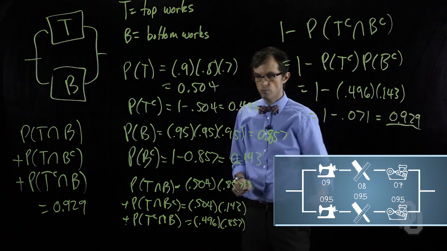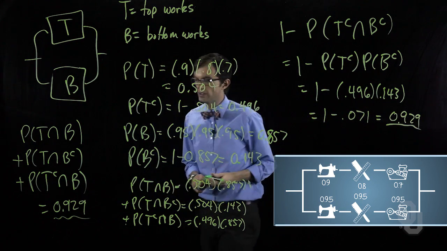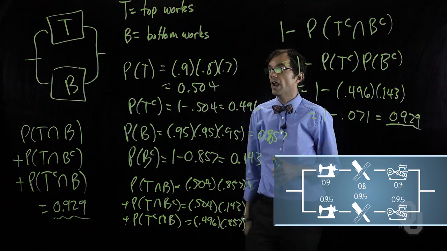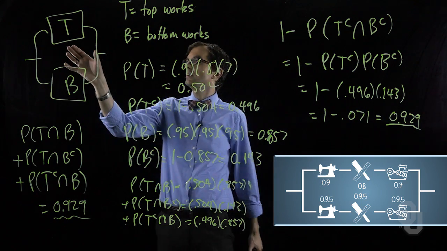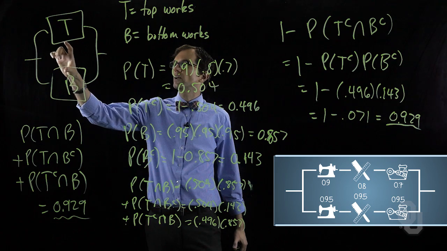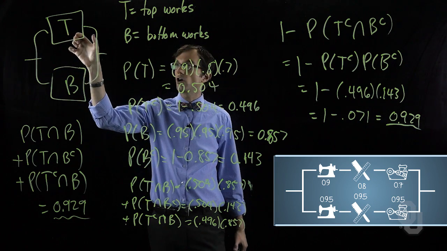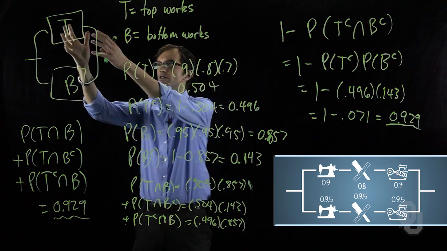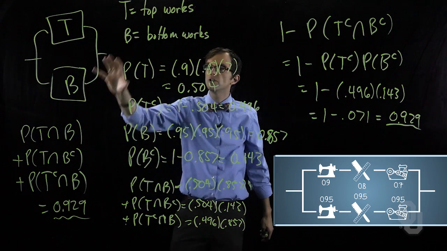So it's the same way to get these two answers. And as it turns out, these are two subsystems that are in parallel, and the subsystems are in series. So we have a combination of series and parallel in this shop floor system.